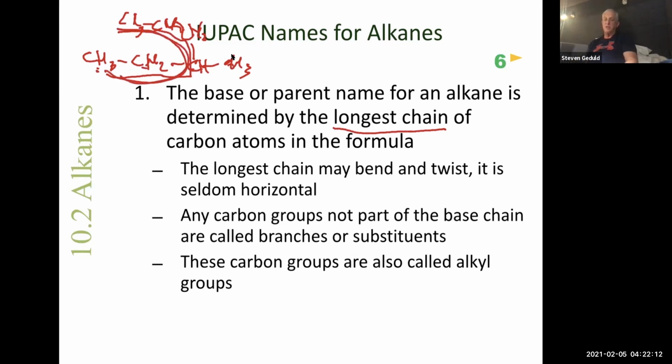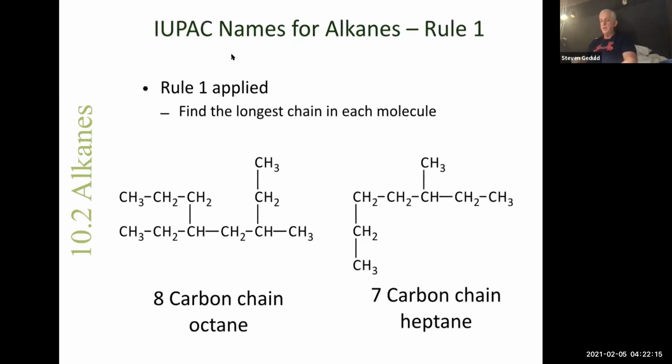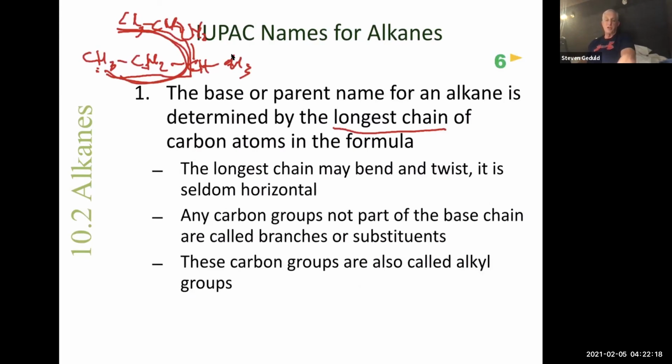The longest chain does not have to be straight. Sometimes it is, but a lot of times it's not the straight chain. So the first step in naming these compounds correctly is to find the longest carbon chain. The longest chain may bend and twist. Any carbon group not part of the base chain is called a substituent. So if you have a 1 carbon that's not part of the base chain, that's a methyl group, and we're going to name it as such. If you've got a 2 carbon chain that's not part of the base chain, it's an ethyl group.